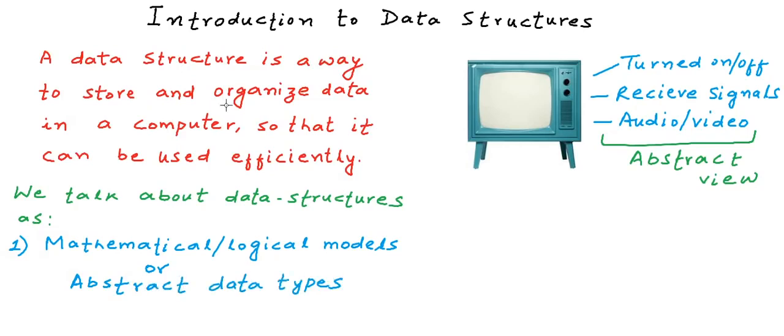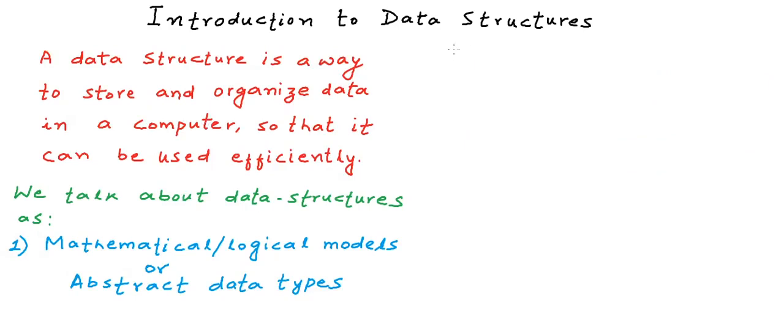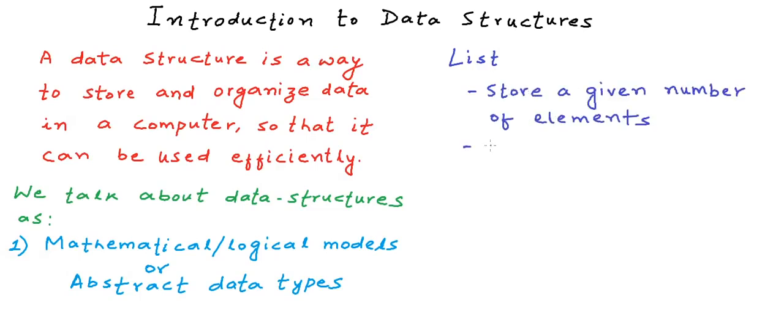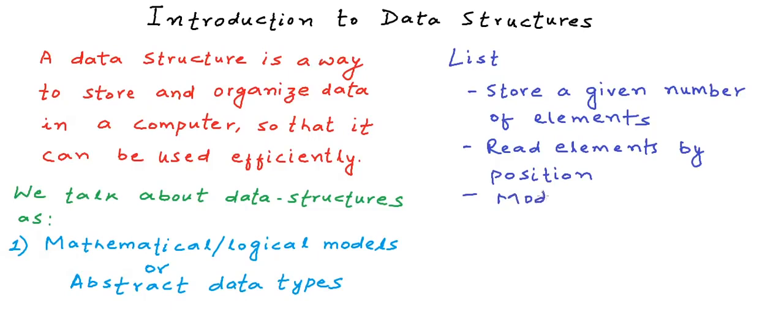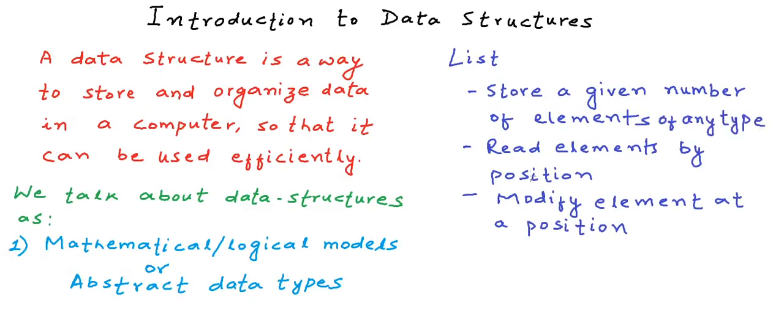An example of abstract data type can be, I want to define something called a list that should be able to store a group of elements of a particular data type, and we should be able to read the elements by their position in the list, and we should also be able to modify the element at a particular position in the list. I would say store a given number of elements of any data type. So we are just defining a model. Now we can implement this in a programming language in a number of ways. So this is a definition of an abstract data type. We also call abstract data type as ADT.